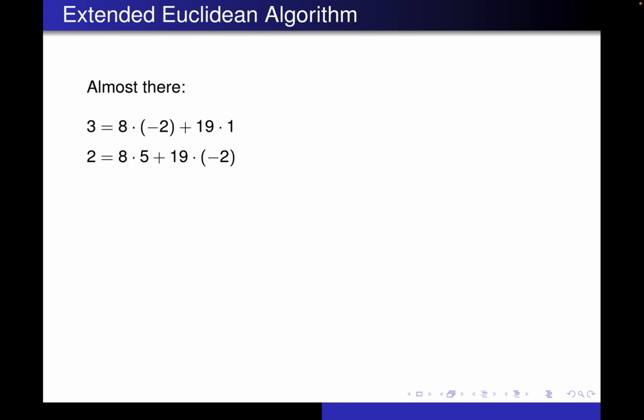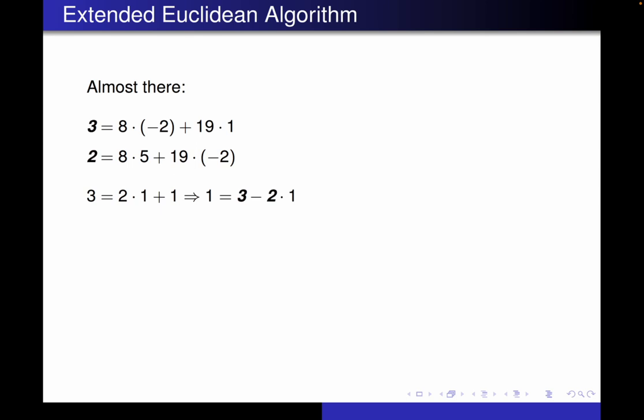So remember, these are our first 2 remainders. 3 is equal to 8 times negative 2 plus 19 times 1. And then 2 is equal to 8 times 5 plus 19 times negative 2. And our last quotient remainder equation was 3 equals 2 times 1 plus 1. Now remember, we're solving for 1, the remainder on the right. So that gives us 1 is equal to 3 minus 2 times 1.